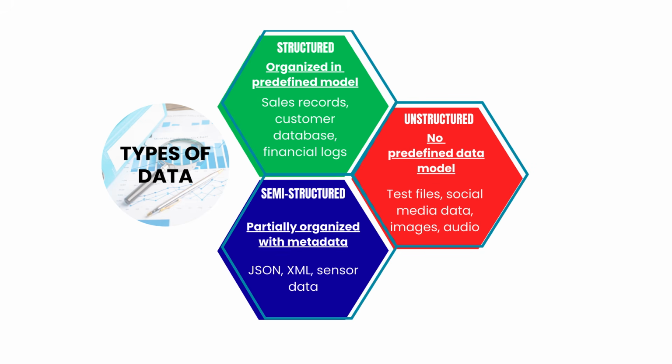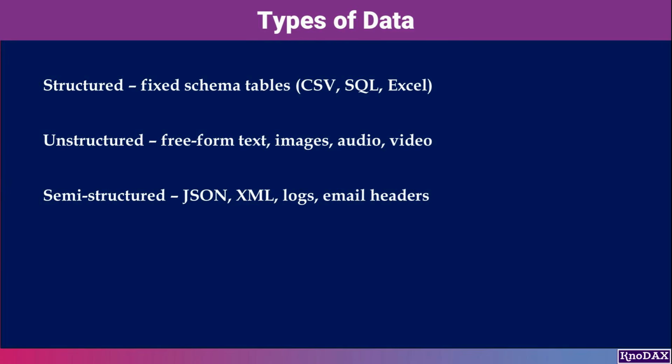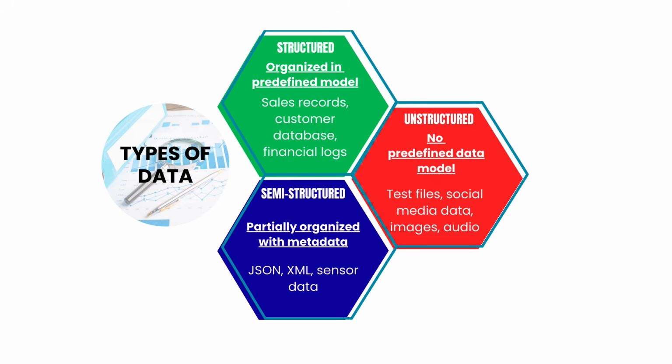This includes text documents, images, audio files, and videos. Organizations generate massive volumes of this type of data, and it often requires specialized processing techniques. Between the two is semi-structured data. This includes formats like JSON, XML, logs, or email headers, data that has some structure but not a rigid schema. Modern analytics platforms, including AWS services, are designed to handle these formats efficiently.